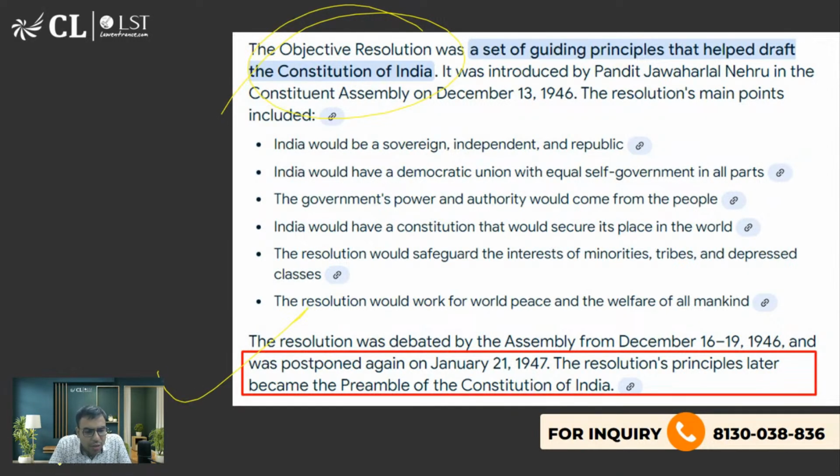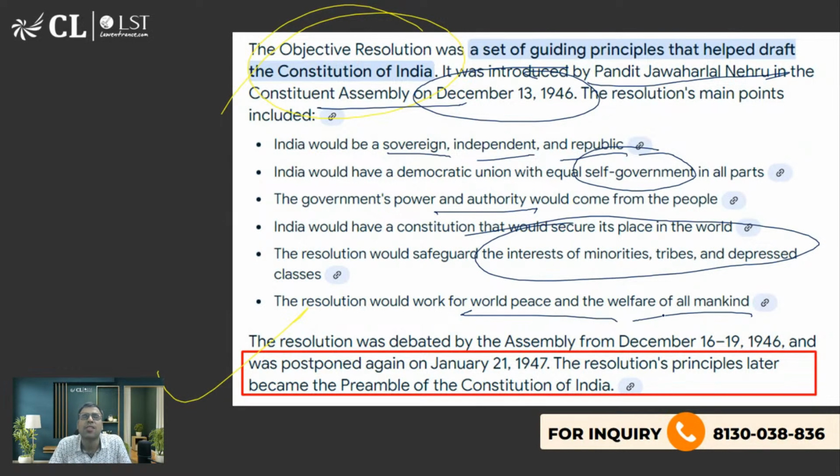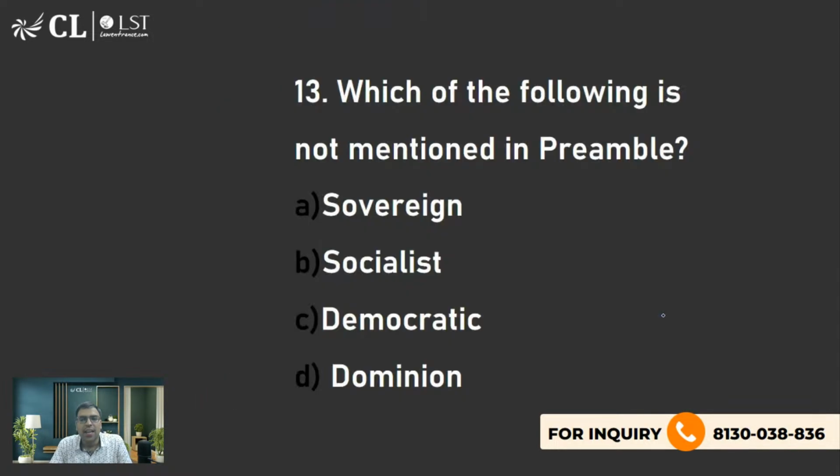तो अगर आप देखोगे, so it was brought by Jawaharlal Nehru during Constituent Assembly, 13 December 1946, है ना. So it also talks something similar to that. Sovereign, independent republic. This type of word is mentioned in preamble also. Then equal self-government, protection of interests of tribes, minorities, depressed classes, welfare, etc. So these types of similar ideas are mentioned today also in the preamble. ठीक है. Okay, let's move on to the next one.